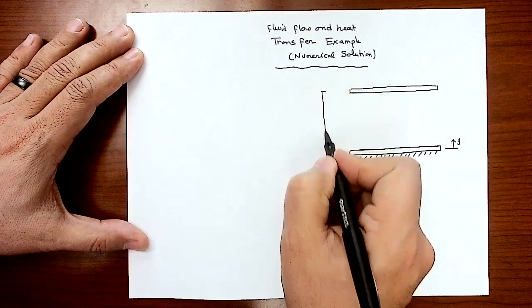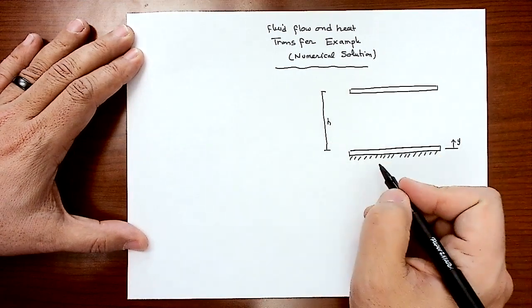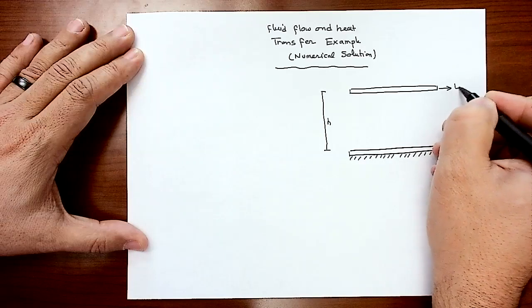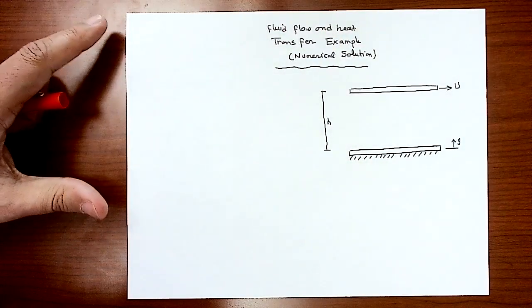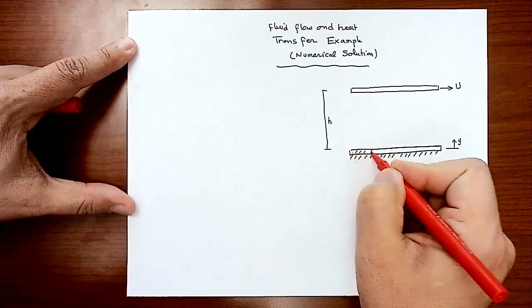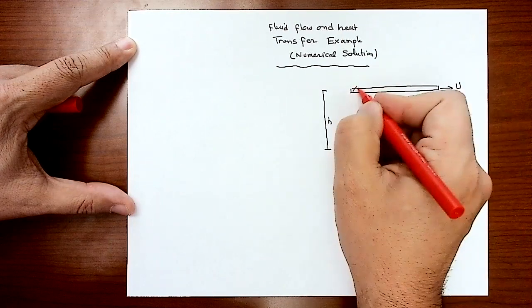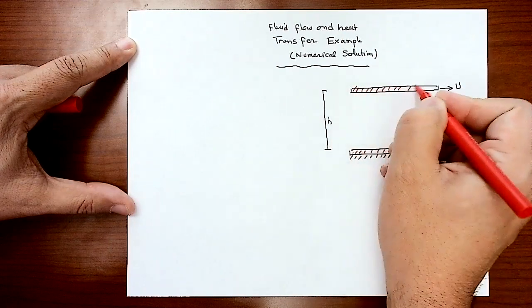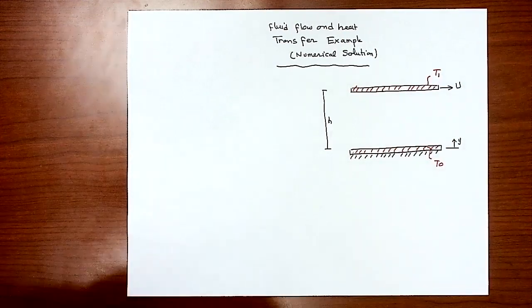So again, I'm just listing the problem statement here. Two parallel plates. The lower one is fixed. The upper one is moving with a uniform velocity. We fixed the temperature of the lower plate to be T naught, and we put the upper plate at a temperature T1. And it doesn't matter which one has a higher value than the other.